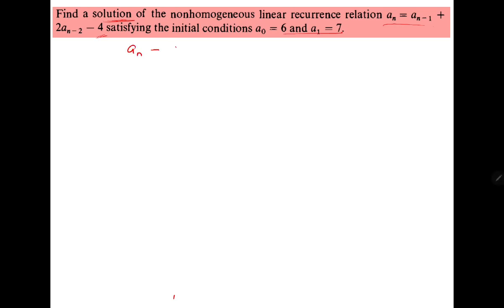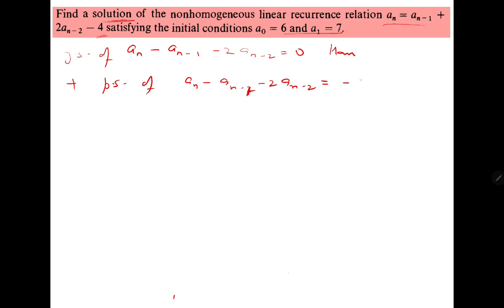So the homogeneous part is a_{n-1} minus 2 a_{n-2} is equal to 0. Yes, this is the homogeneous part. So I need the general solution of the homogeneous part plus the particular solution of the non-homogeneous part, which is a_{n-1} minus 2 a_{n-2} is equal to minus 4. General solution we have already discussed in the last lecture.